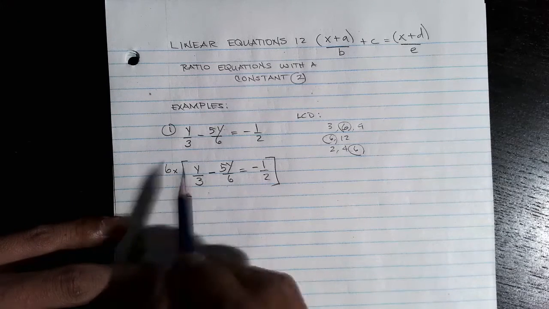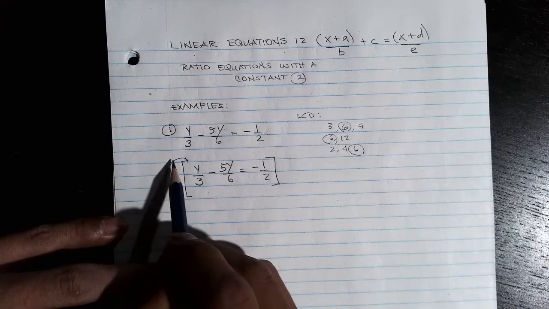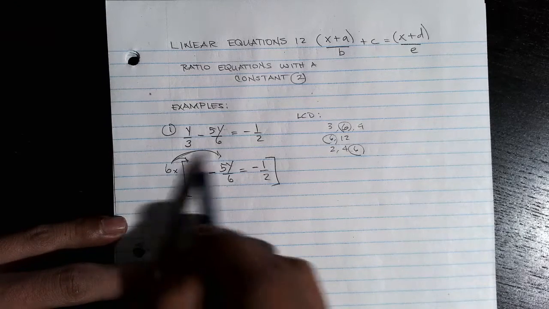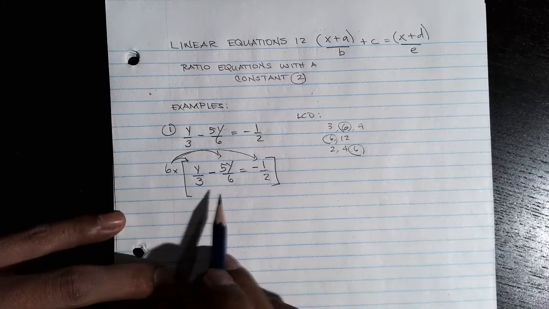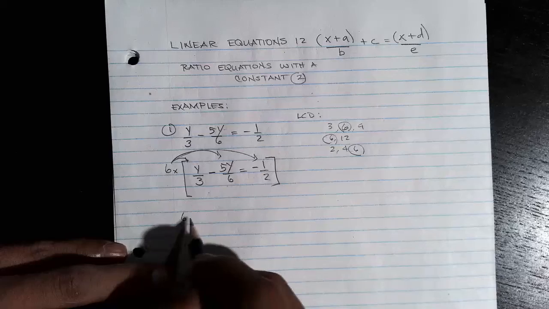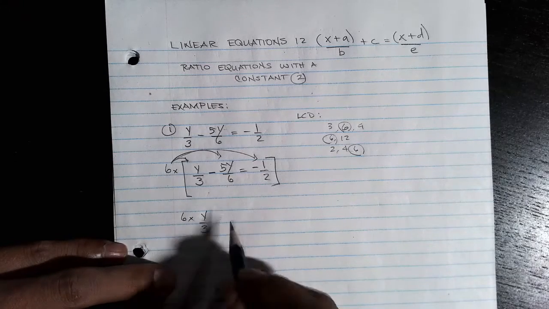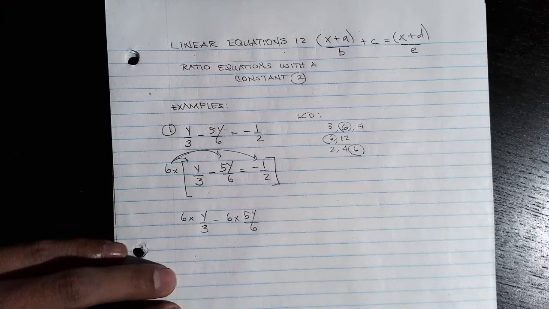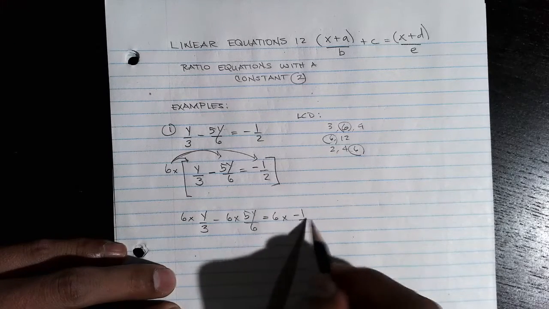So what am I going to do? I'm going to take this 6 and multiply it with this y over 3. I'm going to take this 6 and multiply it with this 5y over 6. And I'm going to take this 6 and multiply it with this negative 1/2 on the other side. Watch what happens in this next step, okay? So now our next step is going to look like this. 6 times y over 3 minus 6 times 5y over 6 equals 6 times negative 1/2.